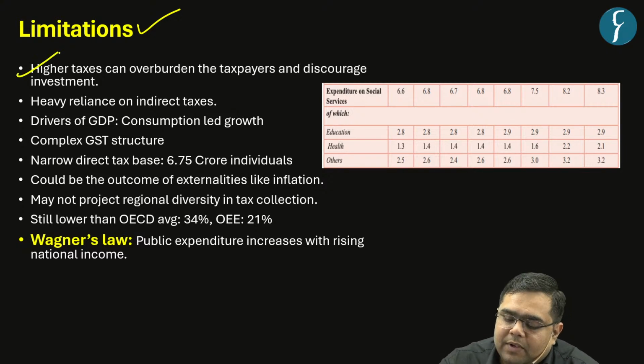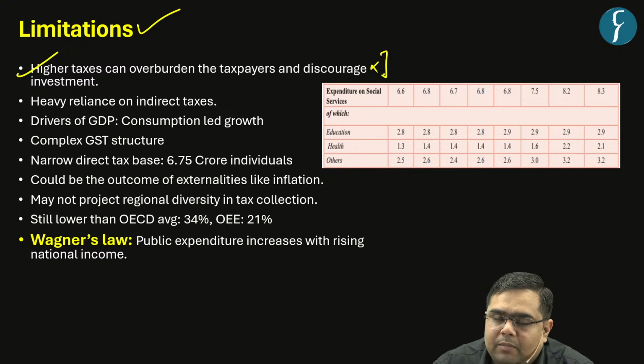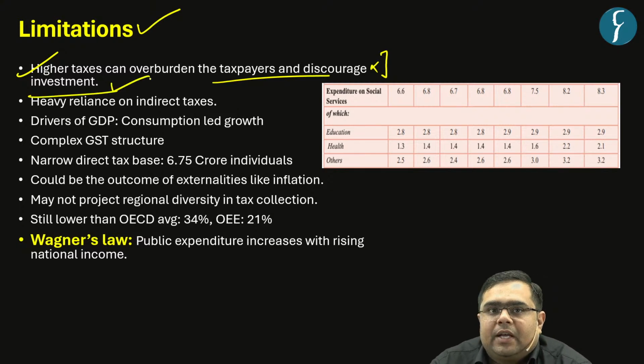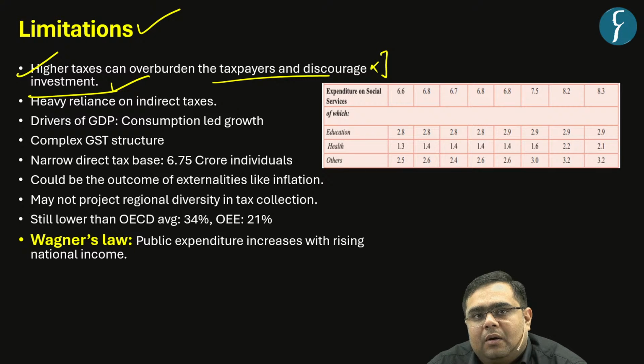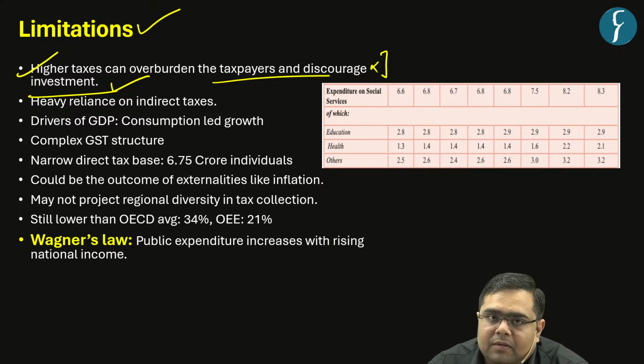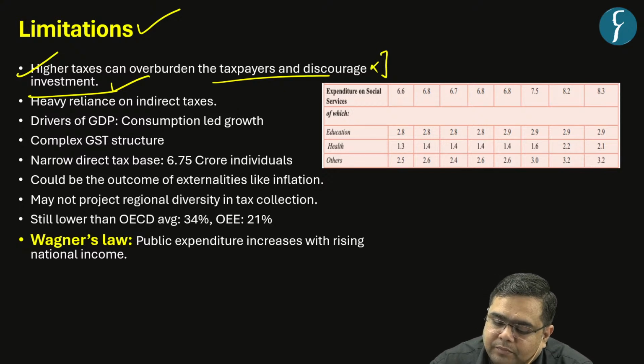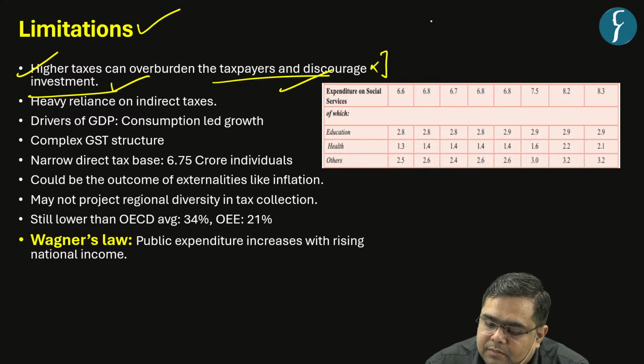The first one is, obviously this is not a very strong argument, but one can argue that higher taxes can overburden the taxpayer and discourage investment. So obviously the tax to GDP ratio is increasing, the component of taxation is increasing, and the problem is not with taxation itself. The problem is with the slabs of taxation, which are disproportionately biased in favor of certain income ranges, right?